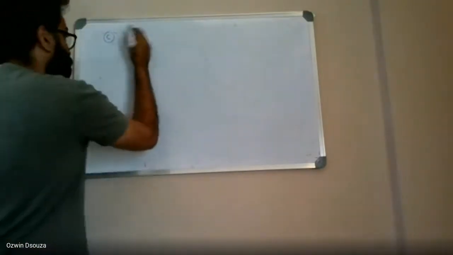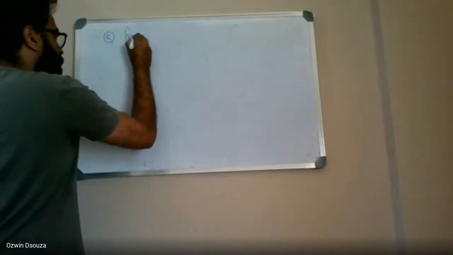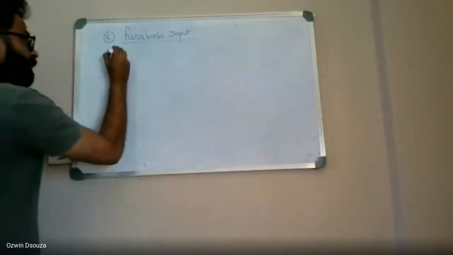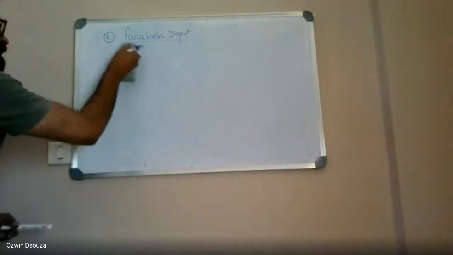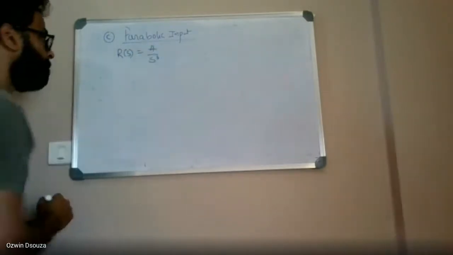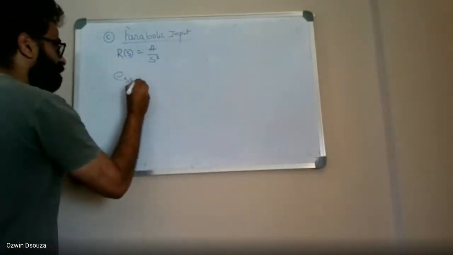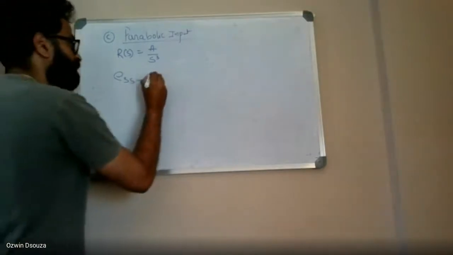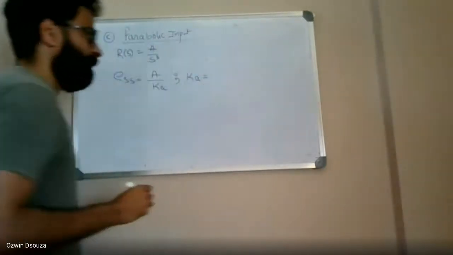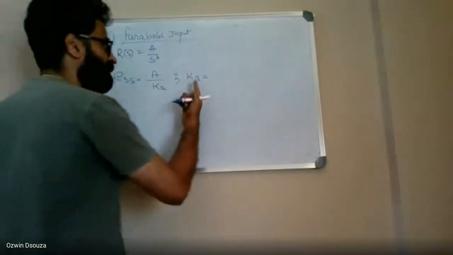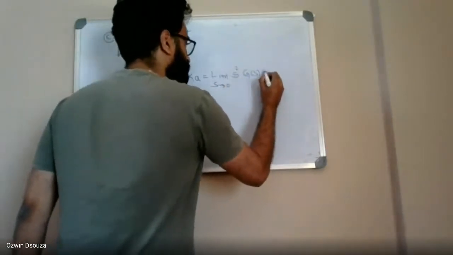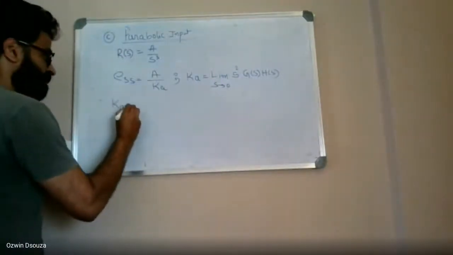The third one is parabolic input. For a parabolic input, R of S is A by S cubed. So the steady state error for a parabolic excitation is A divided by Ka. Ka is called the acceleration error coefficient, and it can be given by the limit as S tends to zero of S square into G of S into H of S. Or you can estimate the Ka value.